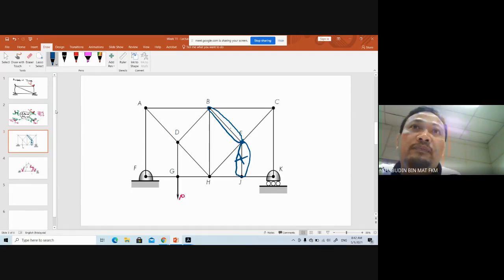Different from this point, where you have 4 forces here: D to A, D to H, and D to G. As I mentioned just now, if you don't have force P, then that one equals 0. Then that one also 0. Clear?